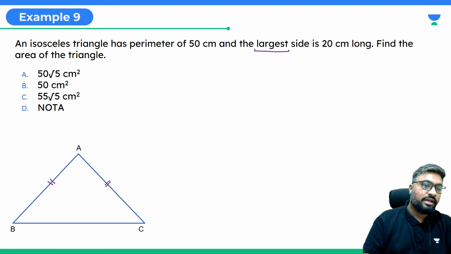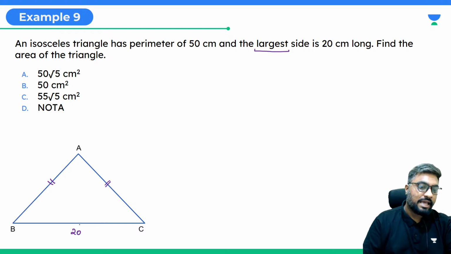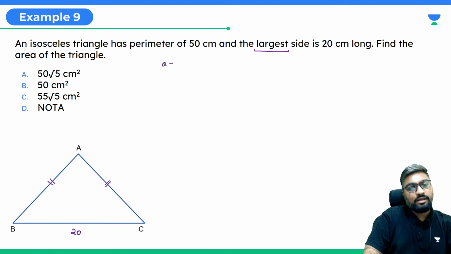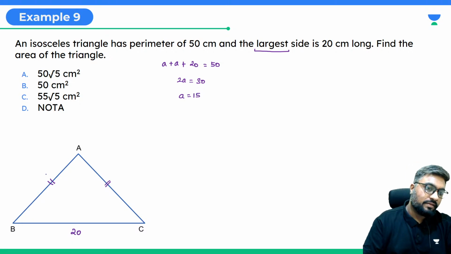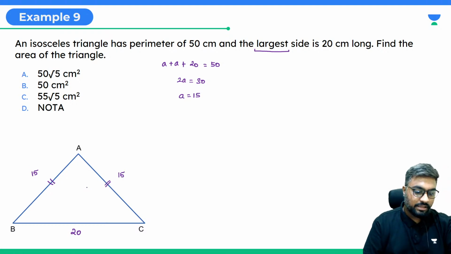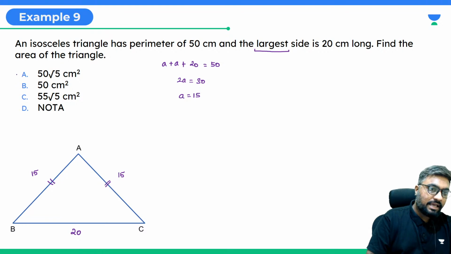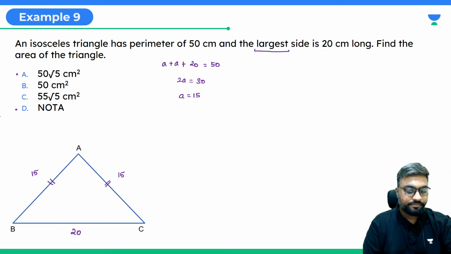So if the largest side is 20, then we know that the sum of the sides A plus B plus 20 has to be 50 centimeters. Since A and B both are equal, we get 2 times A is 30 centimeters, or A is 15. This means this is 15 centimeters, this is 15 centimeters. Pooja is saying A, Pragya is saying D, okay. So we have all the three sides of this triangle, correct?